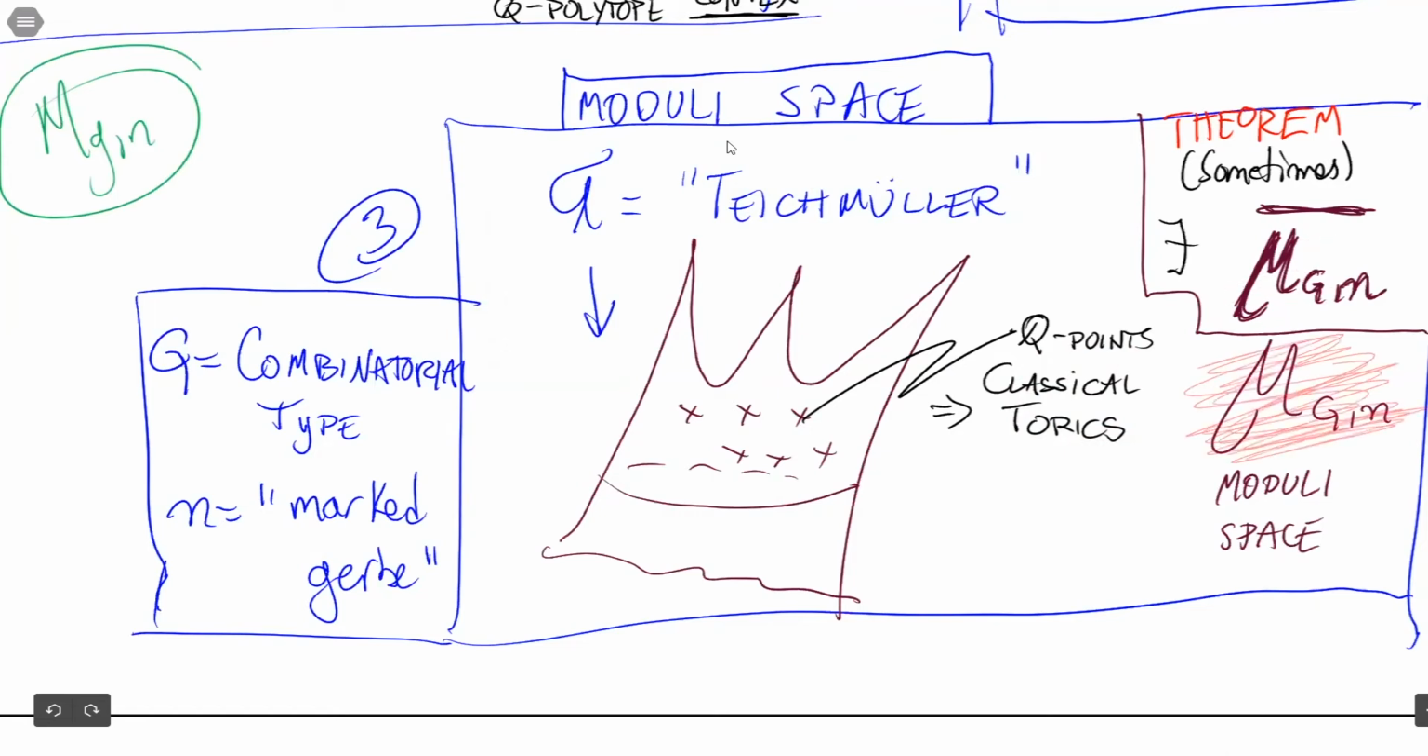We have MGN, a modular space with two indices. G is the combinatorial type of the polytope or the combinatorial type of the fan. Just as in classical MGN, G is a sort of combinatorial type of the Riemann surface, and N is a number of marked points that make the modular space better. So we have this classical MGN. Well, now we have an MGN of toric modular space, but this modular space is of toric varieties. Of course, it includes the non-commutative ones.